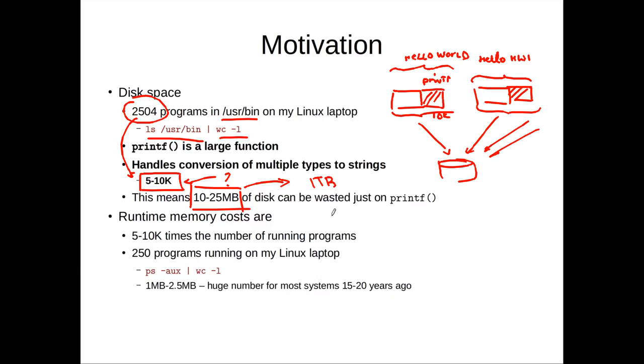And also there's another thing. Imagine now you load all these programs in memory, right? So for example, again on my machine, if I do ps aux, meaning show me all programs for all users, and pipe it into wc -l, I will see roughly 250 programs running on my Linux laptop. So it means 1 to 2.5 megabytes of RAM, right? Again, today we have easily 8 to 32 GBs of RAM, which seems like nothing, but it was a huge number 15, 20 years ago, right? So that's why back then these technologies were created and still are used today, right?